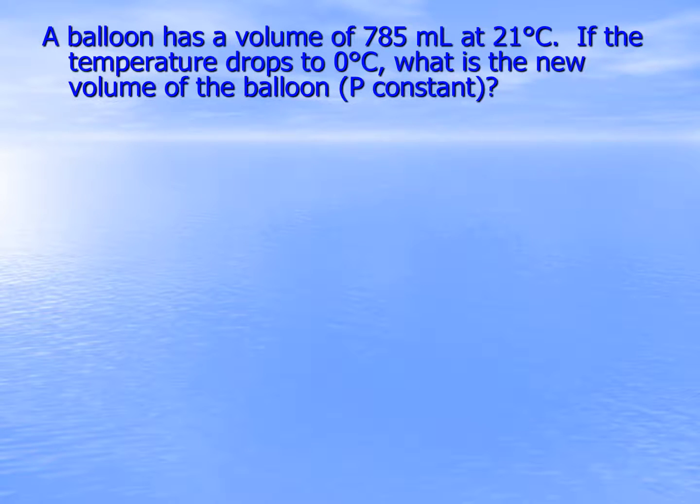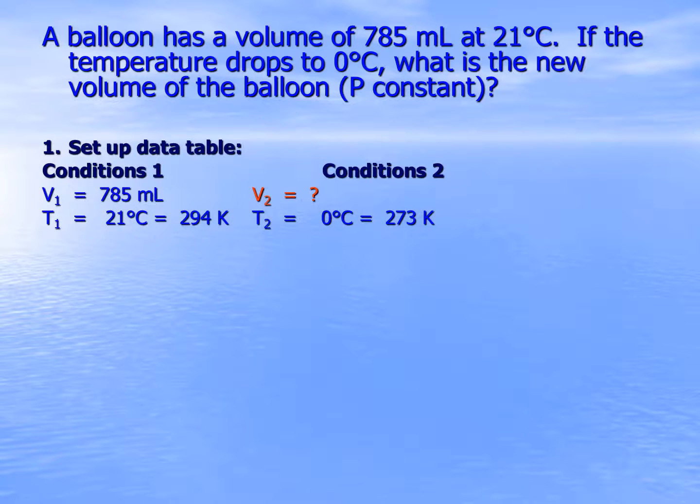Another example problem, about a balloon. And of course, a balloon has variable volume. 785 milliliters at 21 Celsius. The temperature drops to 0. What's the new volume of the balloon? Of course, this could never be done in Celsius because you'd be dividing by 0. But you can do it in kelvins.